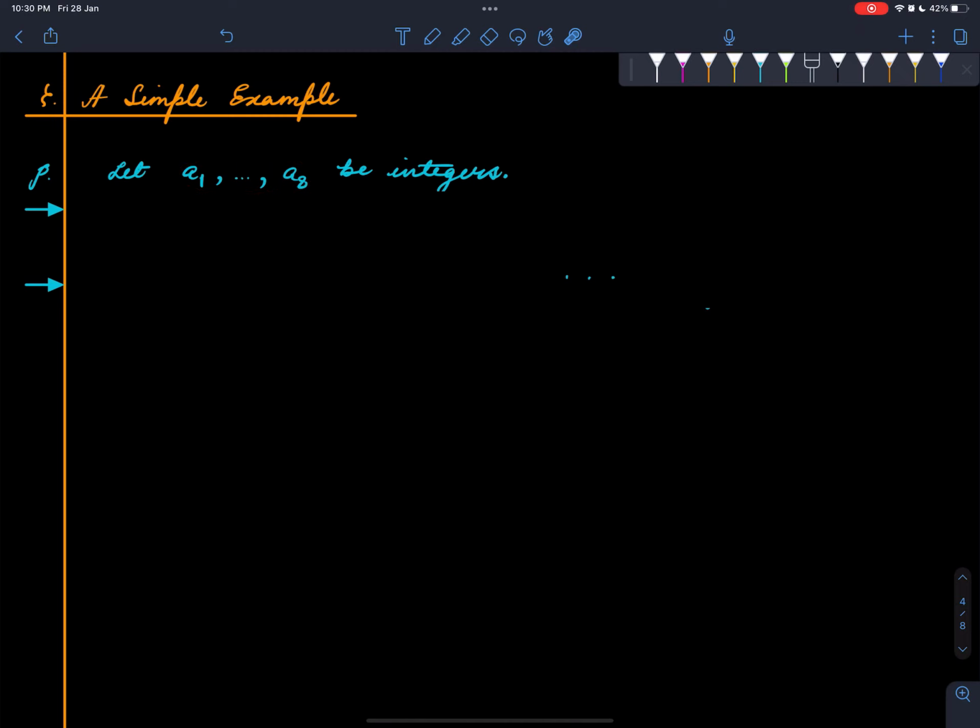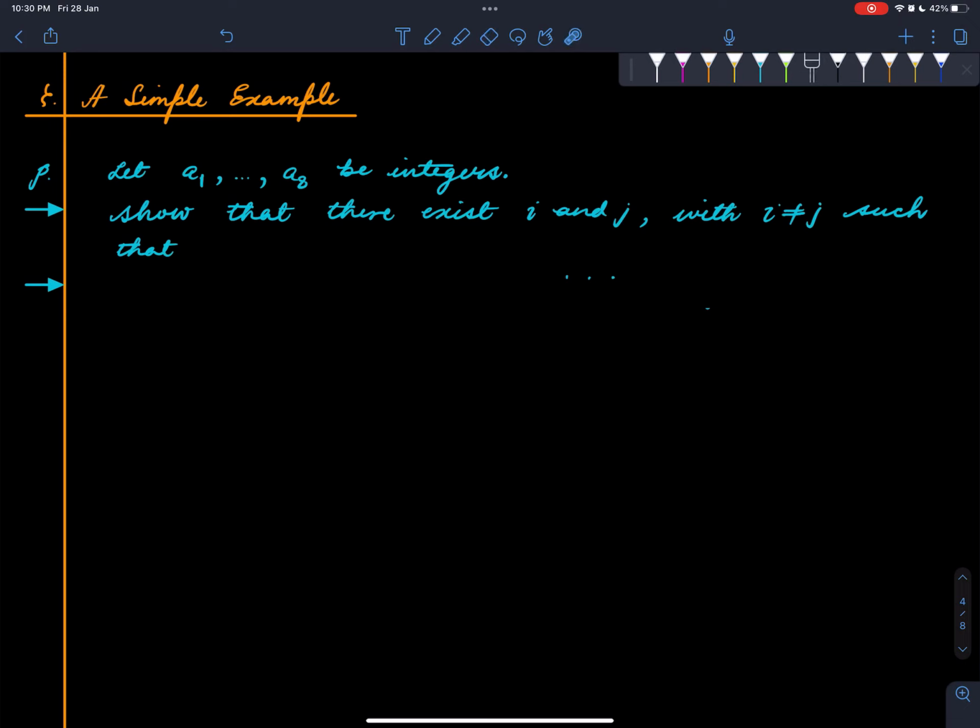So we have 8 integers, and we want to show that there exist i and j which are different, with the property that the difference of the integers corresponding to i and j, meaning ai and aj, is divisible by 7. So amongst these 8 integers, and there may be repetitions here, I'm not insisting that these are different integers, there could be repetitions. We want to show that some 2 of these have the property that if you take the difference, then the difference is divisible by 7.